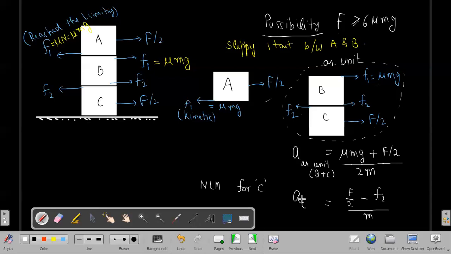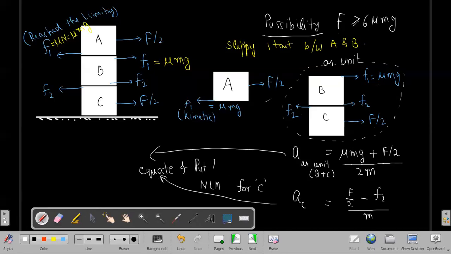If B and C are moving with the same acceleration, and we obtain their acceleration by considering them as a single unit, and also by considering them as separate blocks, then the accelerations obtained by the two methods cannot be different values. They have to be equal values. So when you equate these two values, you put the limit of frictional force F2.